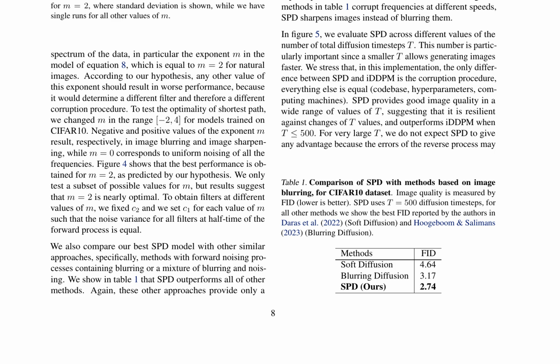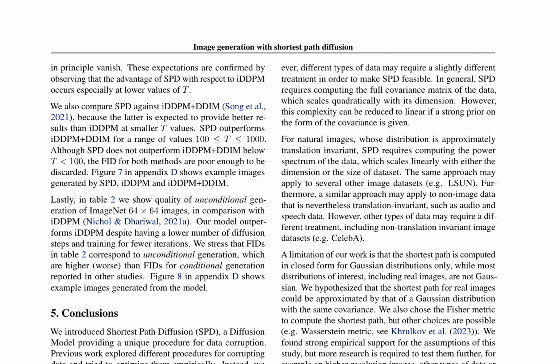This paper introduces the concept of shortest path diffusion, SPD, a novel approach to data corruption in diffusion models. Unlike previous studies that explored different corruption procedures and optimized them empirically, SPD provides an optimal corruption method by minimizing the length of the path taken by the corruption in the space of probability distributions. This approach reduces the effect of errors in estimating the reverse transition probabilities and allows for data-dependent corruption, providing flexibility in adjusting the corruption to the given dataset.